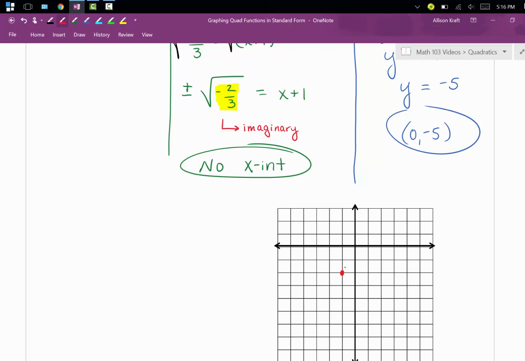When you have a vertex that's below the x-axis and your parabola is pointing down, just doing a quick sketch here, we know that there couldn't possibly be an x-intercept. The algebra supports it, but just using our knowledge about parabolas, we could conclude that there would not be x-intercepts here.